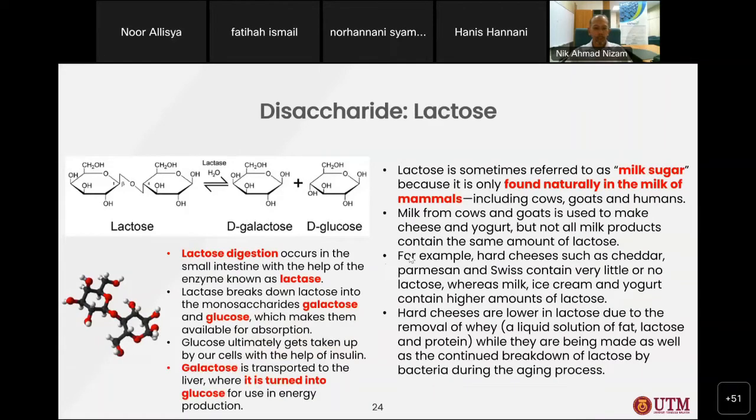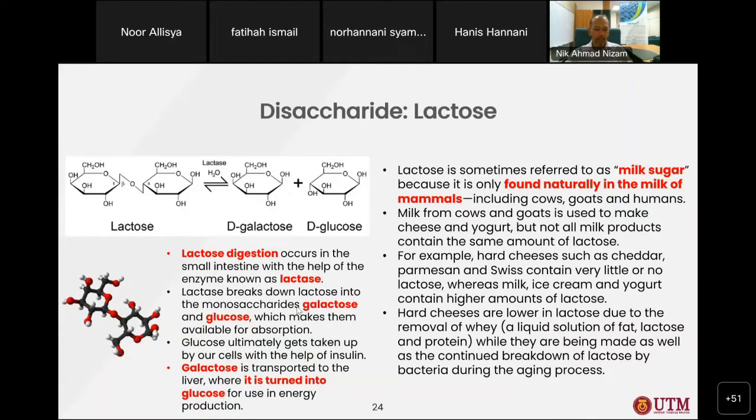Okay, another one is lactose. Lactose is a combination of galactose and glucose, same like sucrose. So lactose will be broken down into galactose and also glucose in our body, in the presence of the enzyme lactase. Lactose digestion occurs in the small intestine with the help of the enzyme known as lactase.